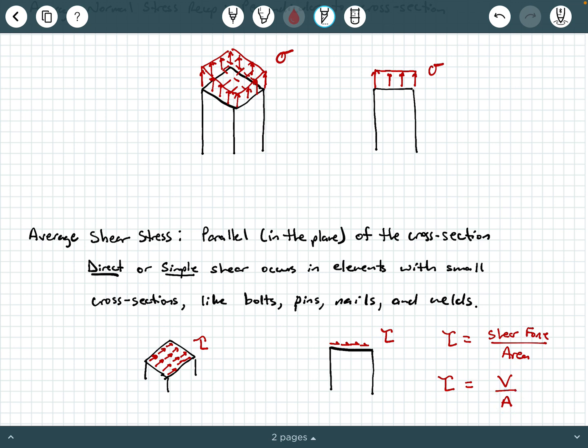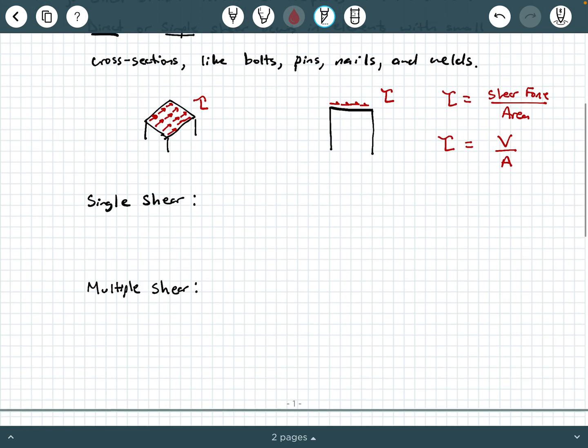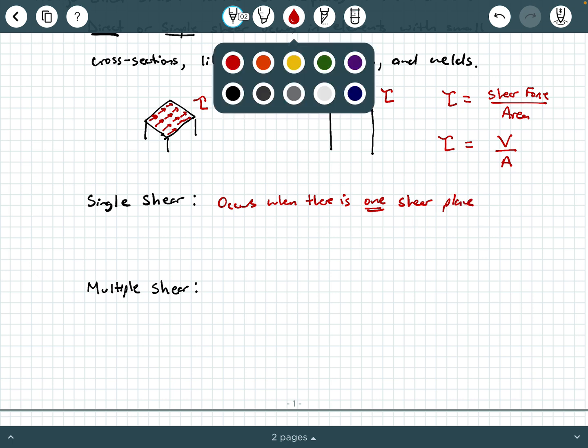Now, when we deal with those small cross sections, we typically deal with either what we call single shear or multiple shear. So what does this mean? Well, single shear occurs when there is one shear plane.